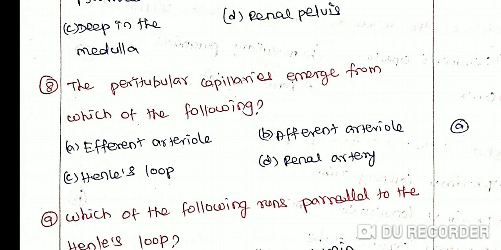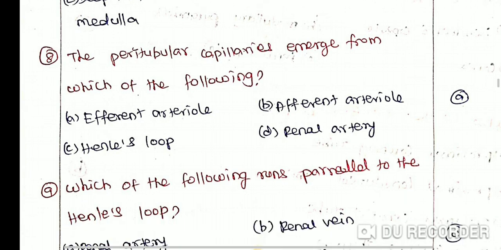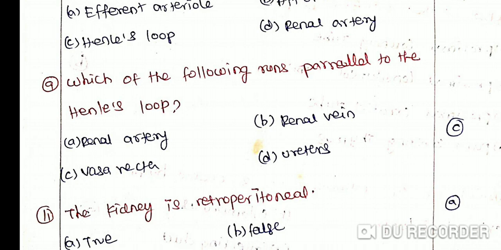The peritubular capillaries emerge from the efferent arterioles, which initially emerge out of glomerulus. These arterioles form a fine capillary network around the renal tubules, which is known as peritubular capillaries. These capillaries further surround the loop of Henle. Next question.